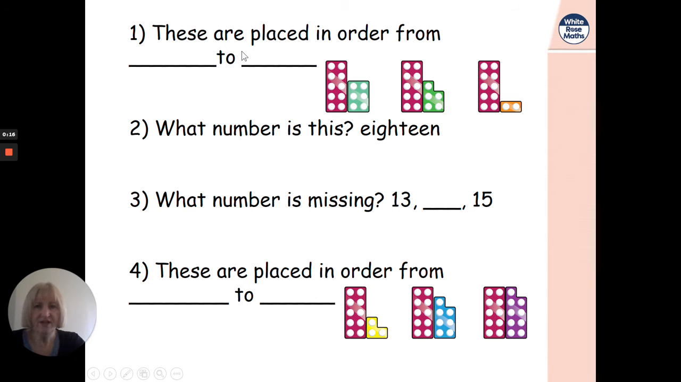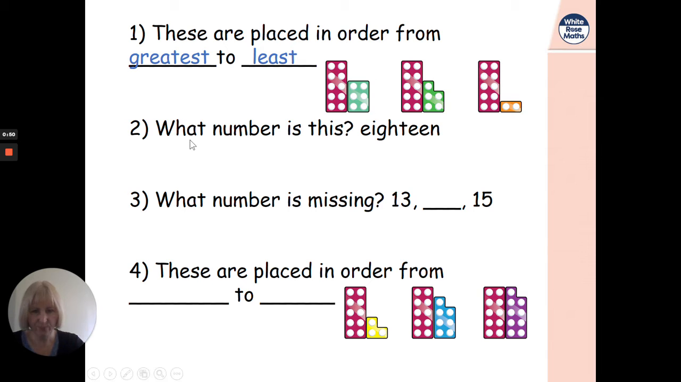Number 1, these are placed in order from to. Do you remember yesterday we were thinking of smallest to greatest or from greatest to least? Well, this is a 10 and a 6, 16. A 10 and a 5, 15. A 10 and a 2, 12. So they're getting smaller, aren't they? So I think they're going from greatest to least. Do you? From greatest to least.